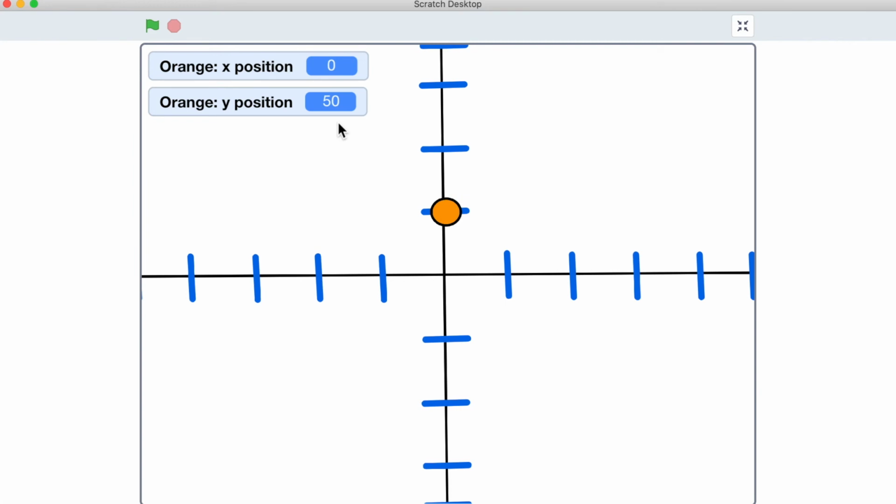Let's go to the left. So x is now minus 50 and y is still on top, so it is plus 50. While we take it down, now see, it is on the left of the 0 point on the x-axis, so it is minus 50. And because y is also down, it is minus 50. So this is very easy for you to play with.